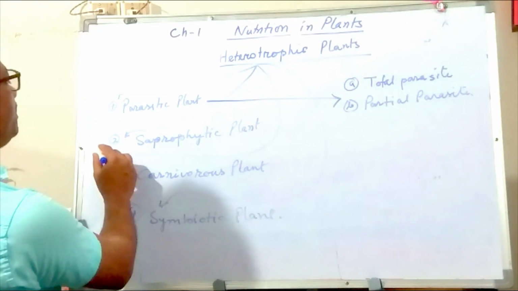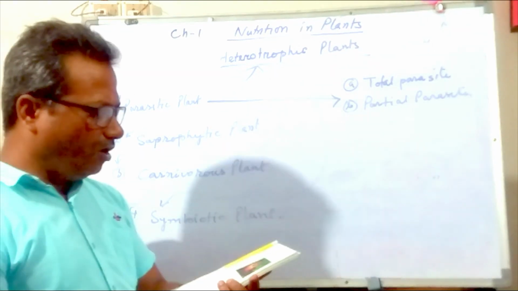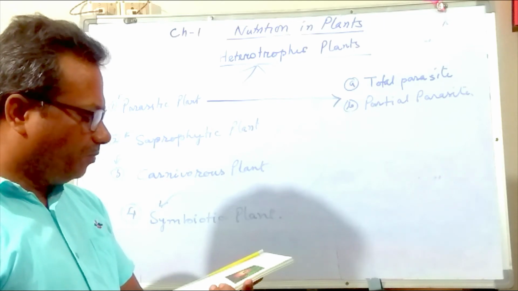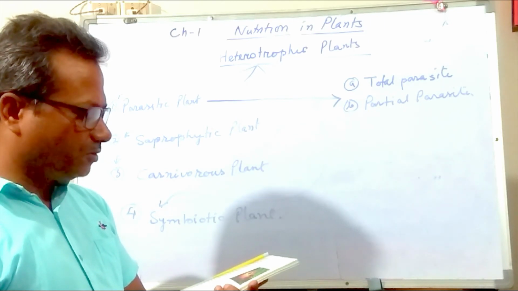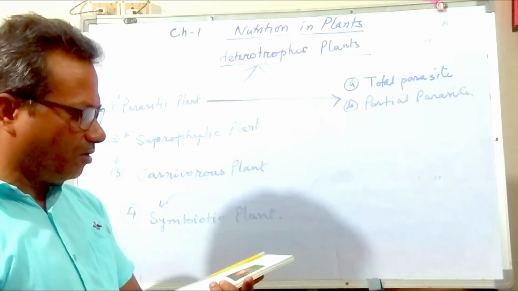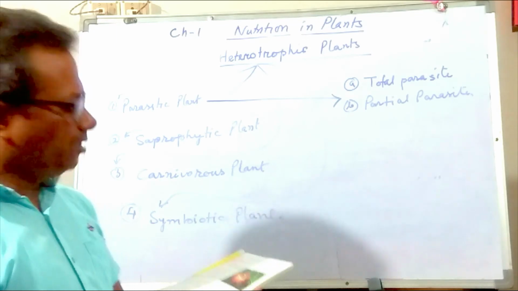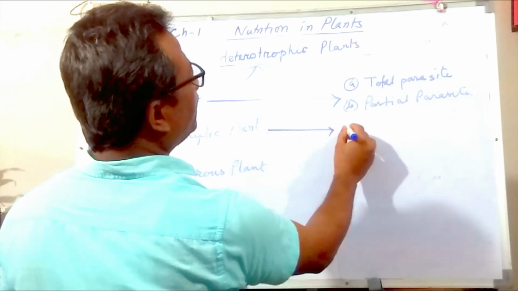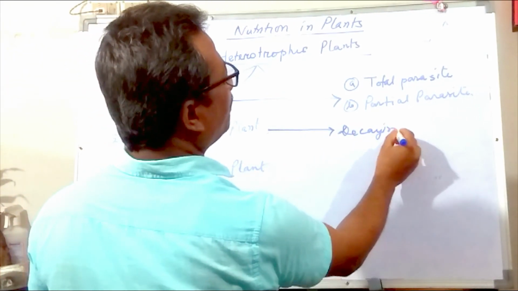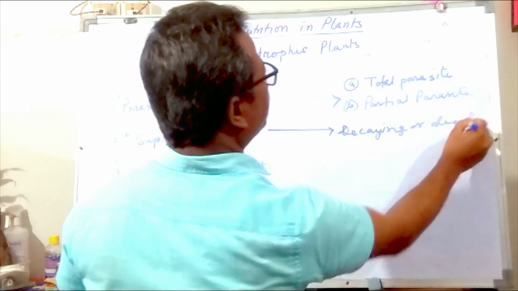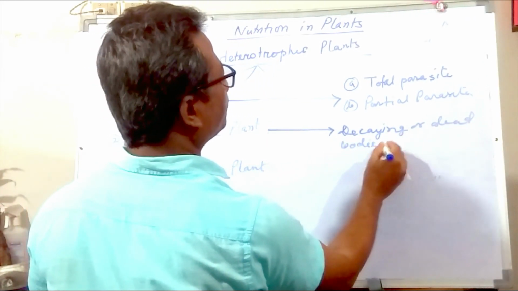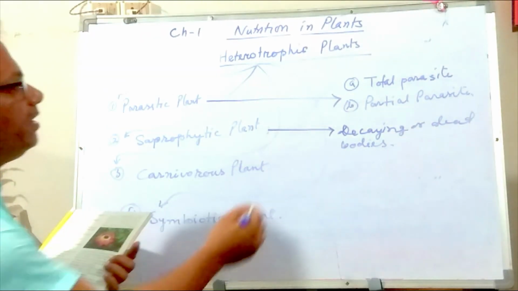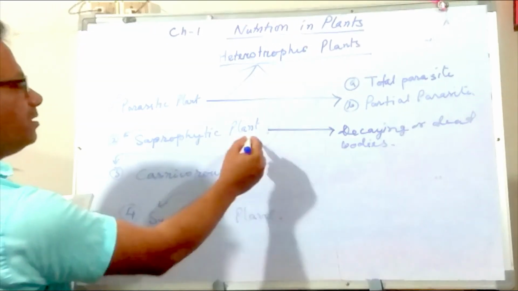Now I am coming to the next point, saprophytic plant. Feeding on dead and decaying organic matter is known as saprophytic nutrition. These plants do not possess green pigment. For example, mushrooms, yeast, many bacteria. Saprophytes are commonly seen during and after rains. So, the plants which collect their food from decaying or dead bodies, that means the plants which live on dead bodies or decaying materials, are called saprophytic plants.